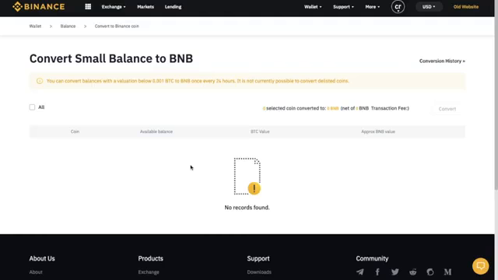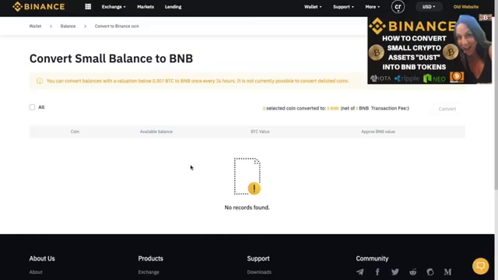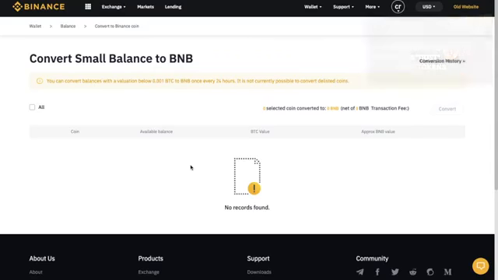However, I've actually done a full tutorial and video around how you do this. So what I'll do is pop that in the top right hand corner now.